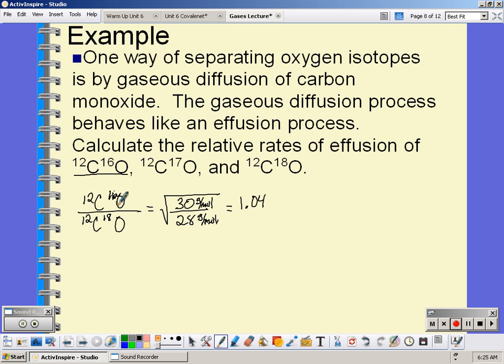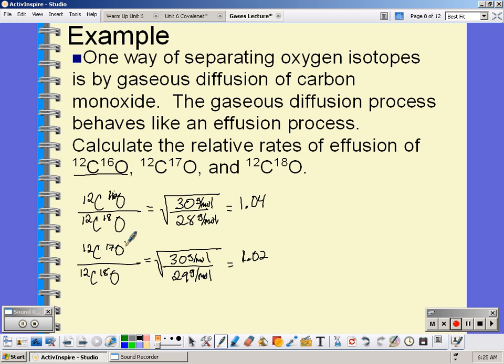What that means is carbon-12 and oxygen-16 are going to diffuse 1.04 times faster than carbon-12 and oxygen-18. Alright, so if we look at the mixture of carbon-12 and oxygen-17 to carbon-12 and oxygen-18, again, the heavier molar mass, 30, would go on top, divided by the lighter molar mass of 29. Divide, take the square root, and you get 1.02. So notice that the oxygen-17 and oxygen-18 combo is actually pretty darn close to each other. It just is going to effuse at a rate of 1.02 times as fast.